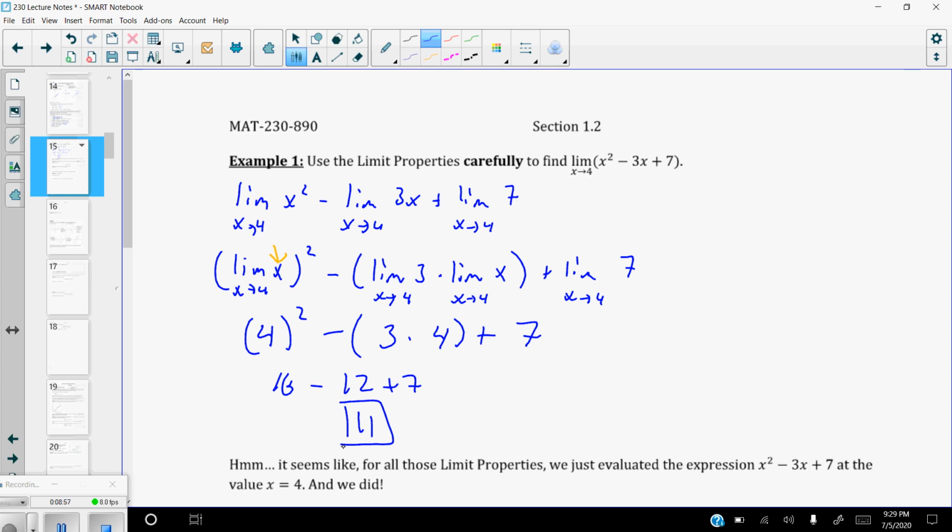Well, you might have already figured this out, but what it seems like is that using those limit properties, all we really did was plug in 4 for everything. If I had plugged in 4 into that function right there, wouldn't we just get 11? That's exactly what we got.